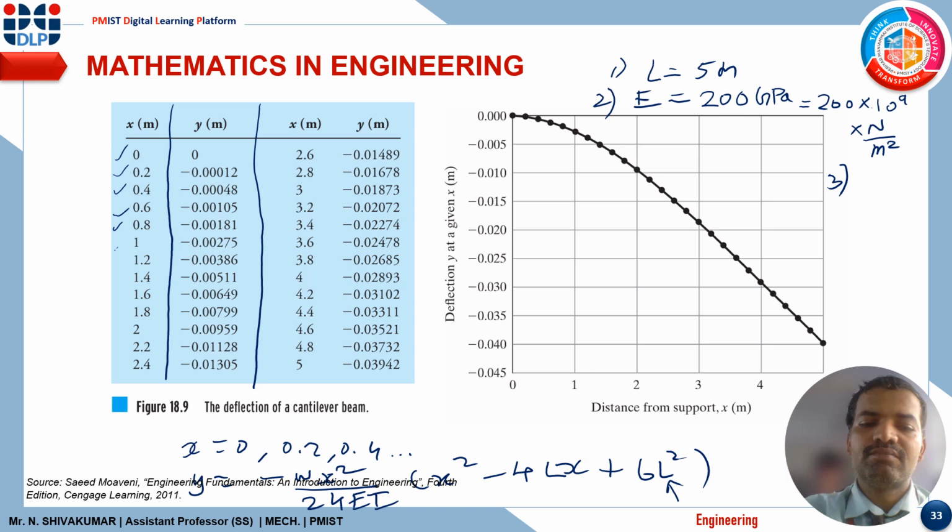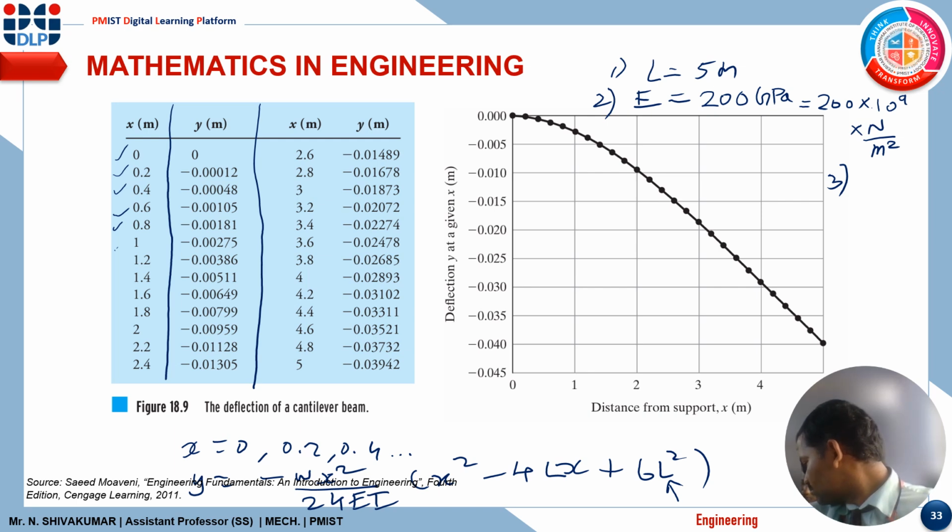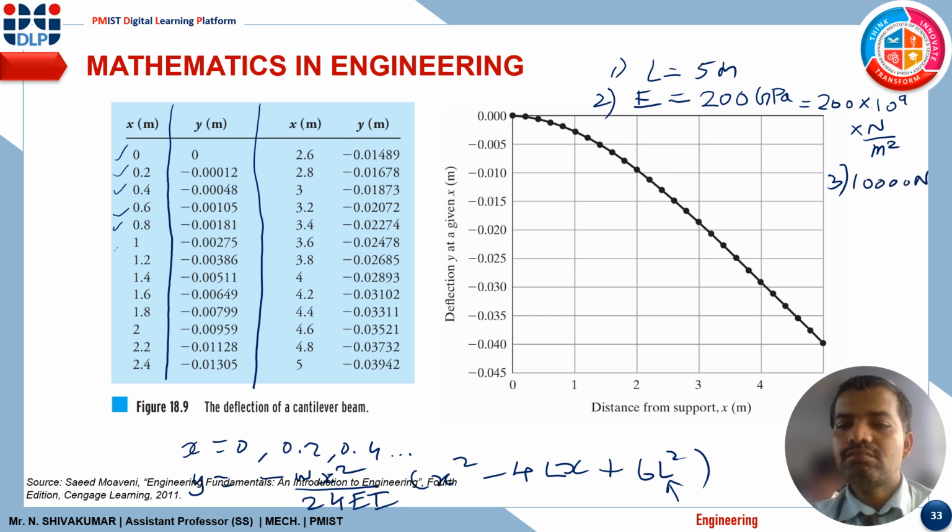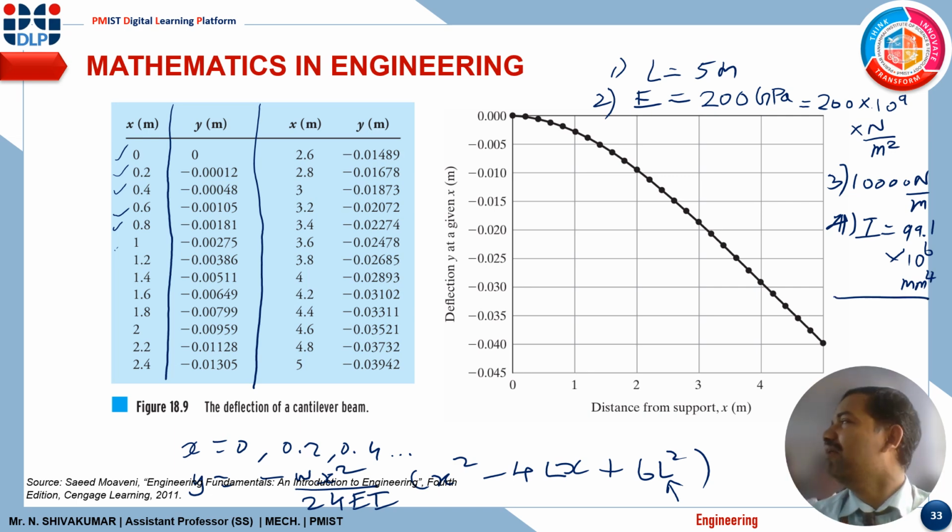Third given value is W, it is given already, right? What is W? Loading rate. 10,000 Newton per meter. What is the next given value? I. What is I? 99.1 into 10 to the power 6 millimeter power 4. So this is only in millimeter power 4.